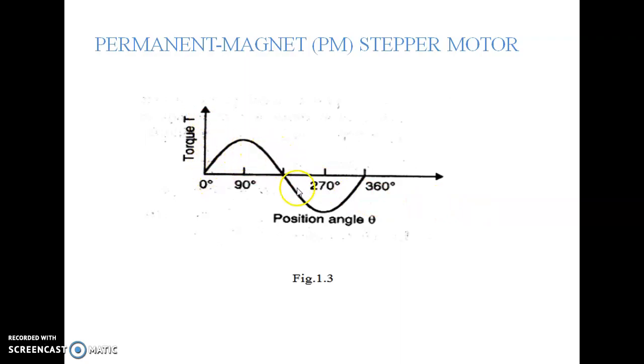Here we can see the graph between the position angle theta and the torque in the motor. Starting from 0 degree, it will give us a complete sine wave like this. Here the theta angle is 0, so the motor torque will start developing. At theta equal to 90, it will experience maximum torque, and again it will start decreasing and will become 0 at 180 degree, and so on for the next half cycle, and as a result we will see a sinusoidal waveform.